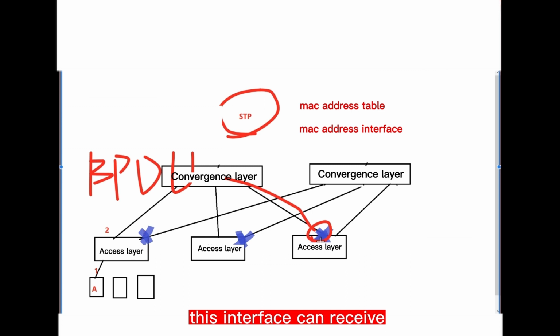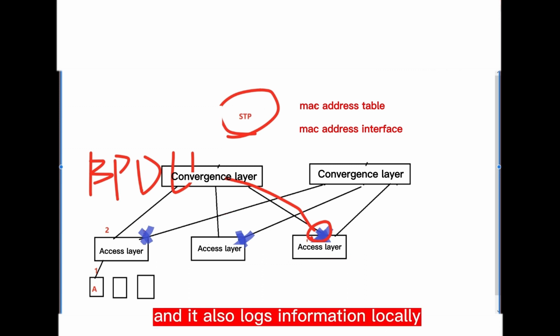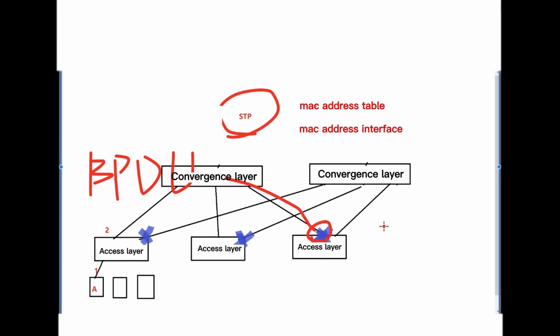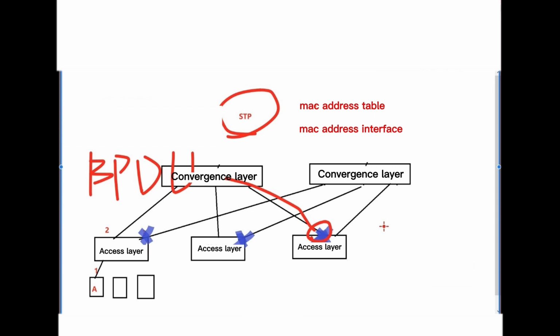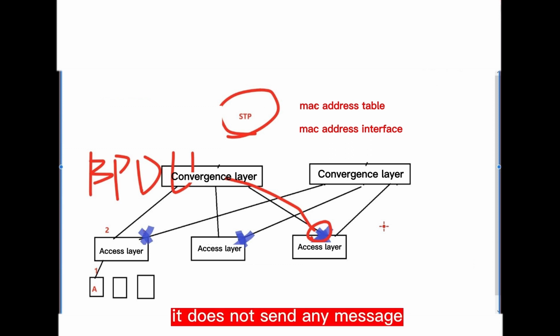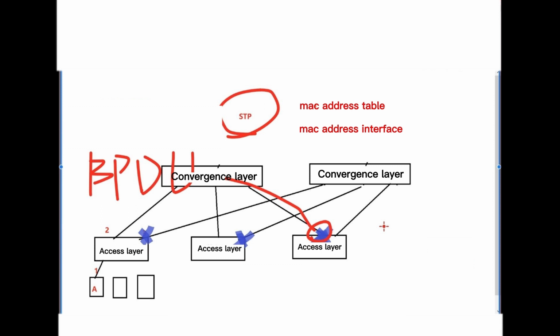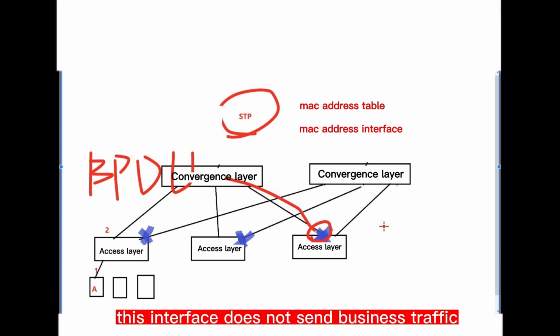This interface can receive, and it also logs information locally. That is, it can receive messages, but it doesn't send messages. Under normal circumstances where our business is stable, it does not send any message. Secondly, this interface does not send business traffic.